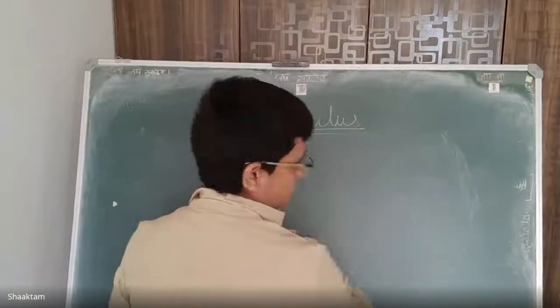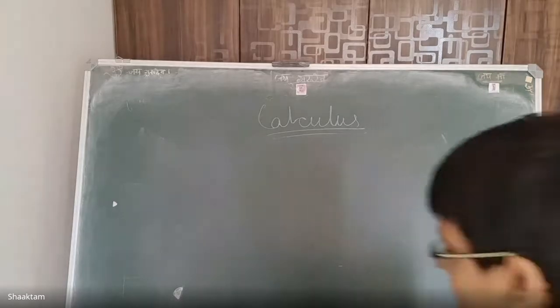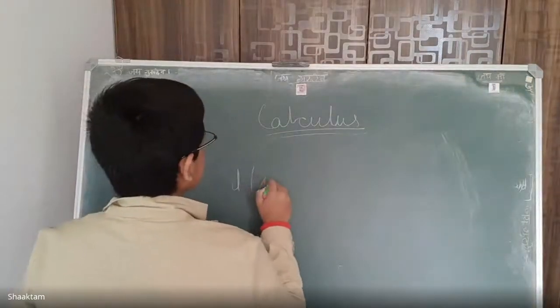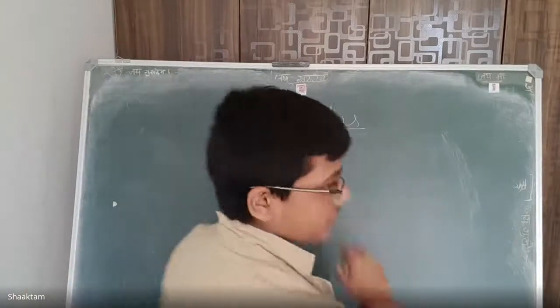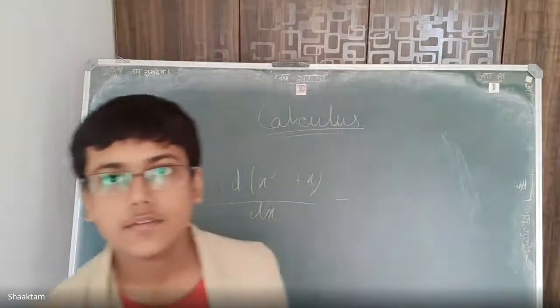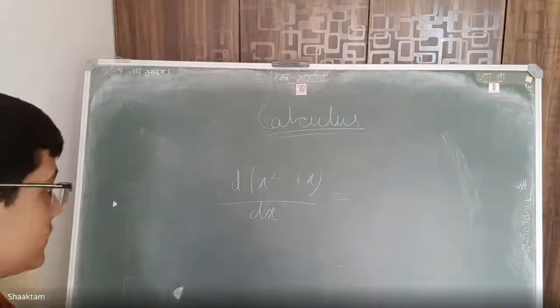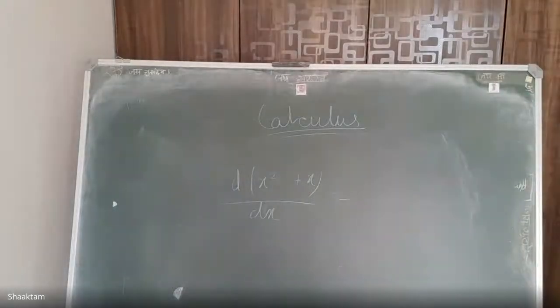That is the example for this. Then we have, for example, let's say d of x square plus x by dx. I'll give this to all of you. Can anyone tell how you go about this? Shreyansh. Yes, Shaktam. So how will you start with this? From the formulae which we have learned, which one will you apply?